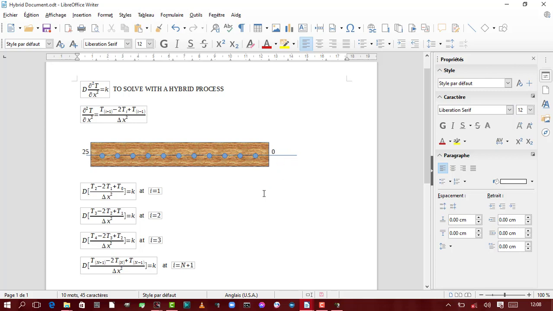So it's important. In the second part of this tutorial, we're going to implement this equation in Scilab to come out with the value of the temperature at these points. Okay, so see you guys next in the second part of this tutorial.